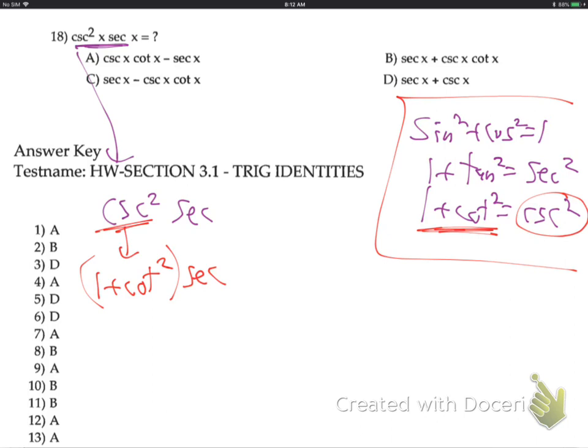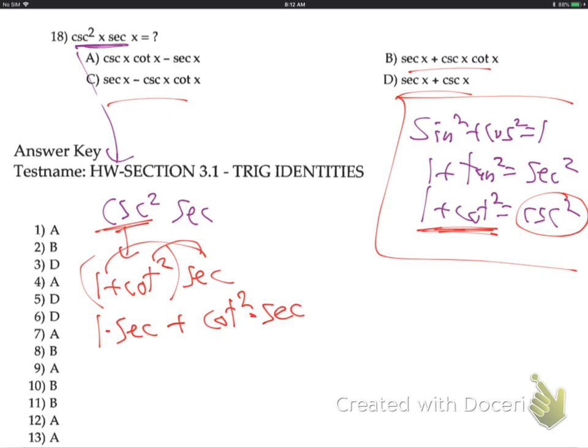Okay, why is that a good plan to do? Because that's what these all sort of look like they are. We already have the plus sign in there. Now let's distribute that: 1 times secant plus cotangent squared times secant. So I'm just redoing this a faster way. Our answer was right. It is B, but here's a better way.